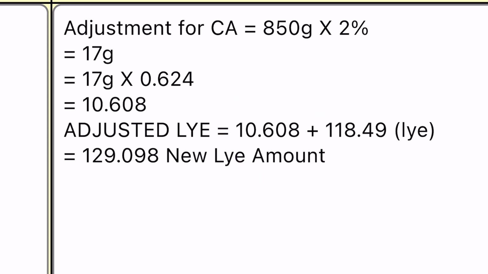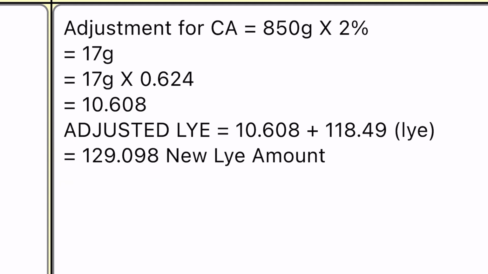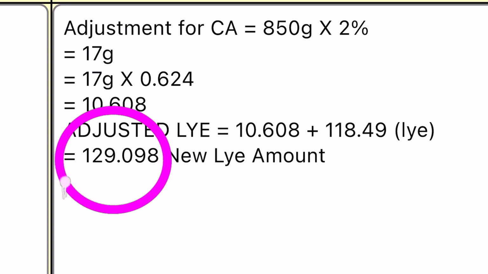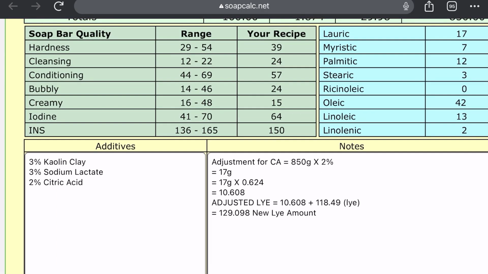So I did not round everything, I add these two numbers together, and it gave me a new lye amount to use, 129. But I round down, so 129 grams is the amount that we use for our lye solution with 2% citric acid. Do you get that? Very simple math.